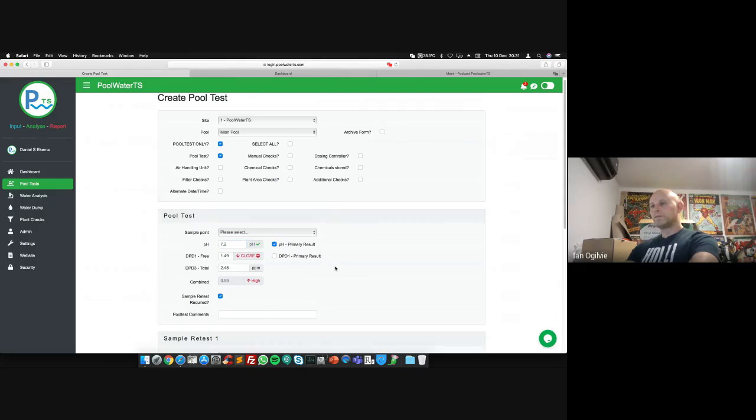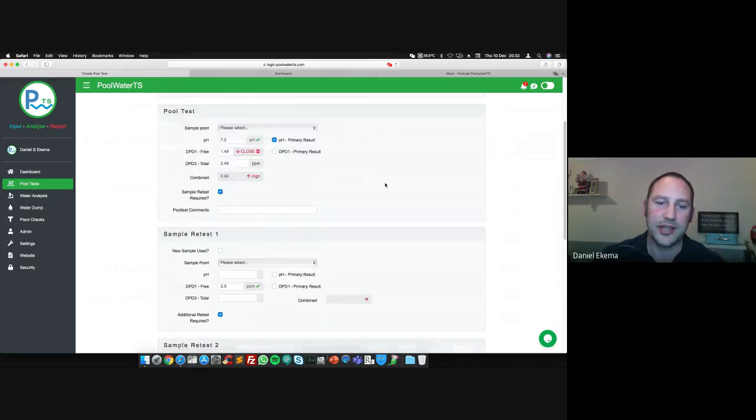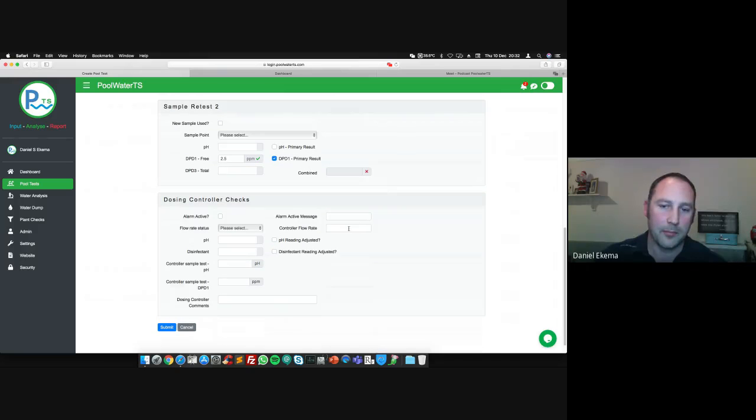Now, the other features that I've got on this pool test form are in terms of checking the dosing controller, so checking the calibration of that. It's something that needs to be done over time, whether it's by a pool plant operator or by the people that are actually doing the pool test, such as at my site. So they can put in the readings off the display. So let's say it comes at 7.2 on the display for the dosing controller, 2.5.